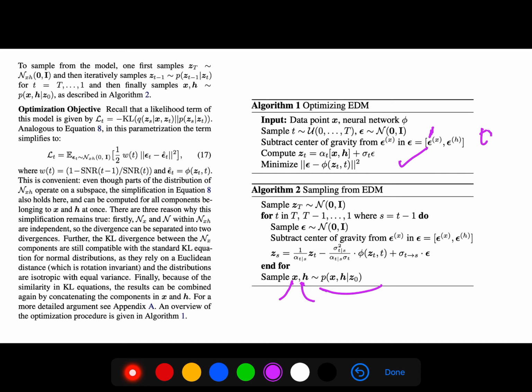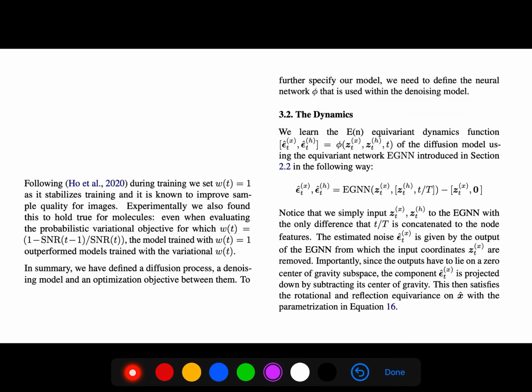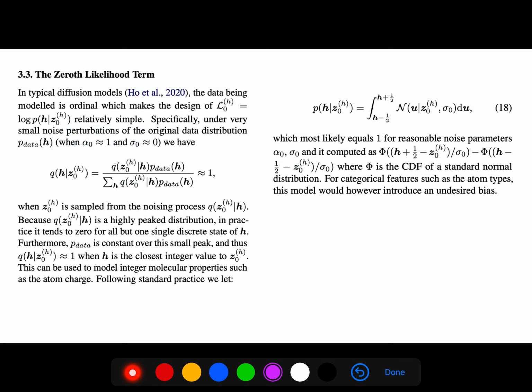So here they are training it. Here they are its inference. We are sampling. So we learned the equivariant dynamics function of the diffusion model using an equivariant network, a graph neural network. So their denoiser is an equivariant graph neural network.